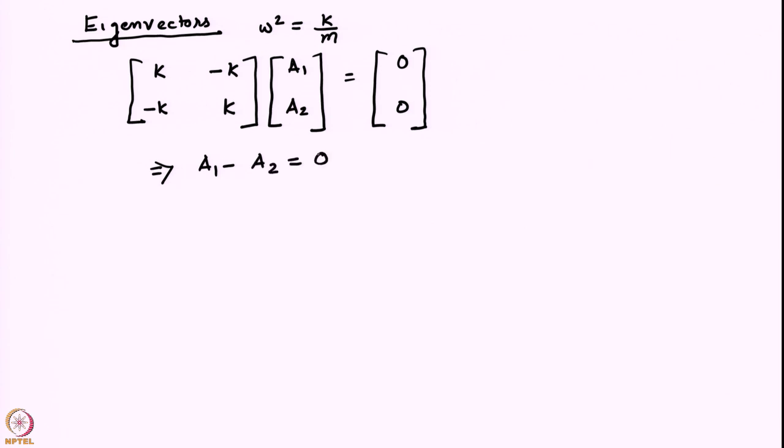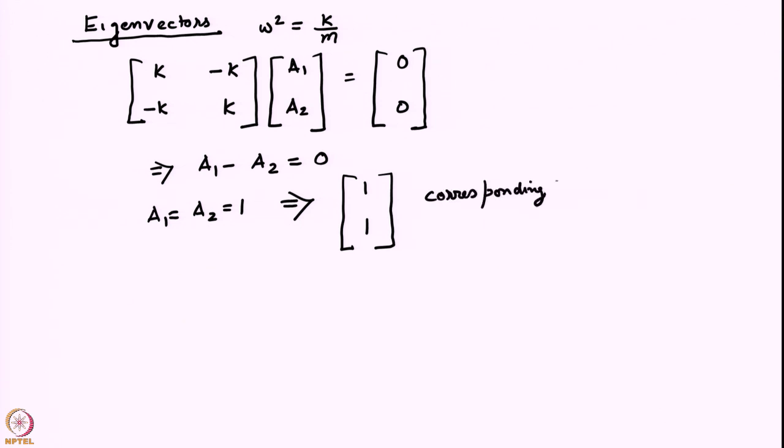So both the equations are just this, and so we have freedom in choosing one of the two unknowns, a1 or a2, and this equation will determine the other unknown. So if we choose a1 is equal to a2 is equal to 1, then this equation is automatically satisfied and we get our eigenvector 1 1, and this is corresponding to omega square is equal to k by m. The eigenvalue k by m, or square root k by m, the eigenvector corresponding to k by m is 1 1.